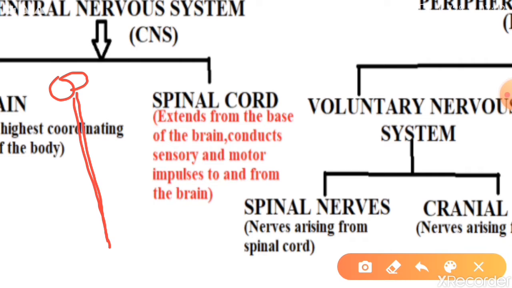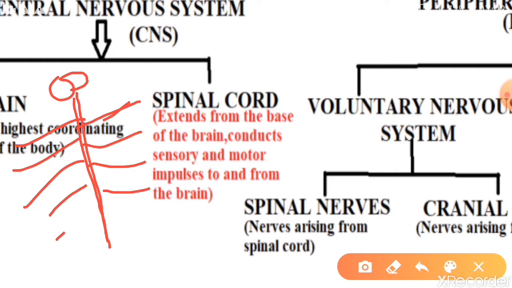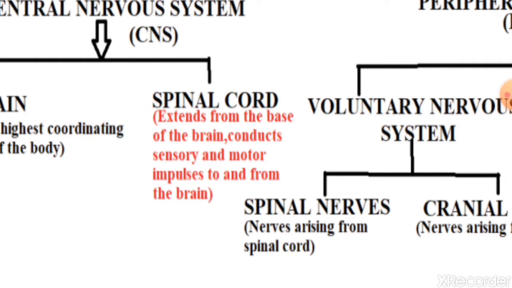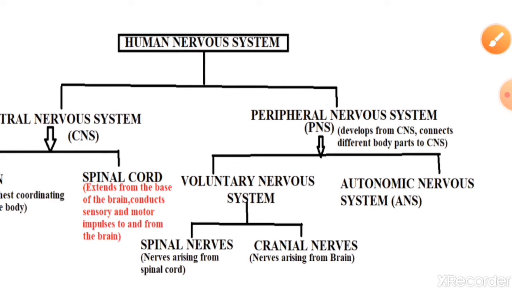The spinal cord is a long tube, and its role is to conduct the sensory and motor impulses to and from the brain. So the messages from different parts of the body come through the nerves, which are actually a part of the peripheral nervous system. All this sensory information is taken to the brain via the spinal cord. Interpretation of the message occurs in the brain, and a decision is taken. That decision is carried through motor neurons in the form of motor impulses again to the effector organ via the spinal cord. So these two, the brain and the spinal cord, make your central nervous system.